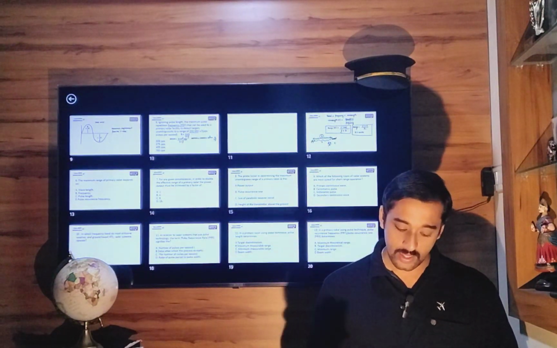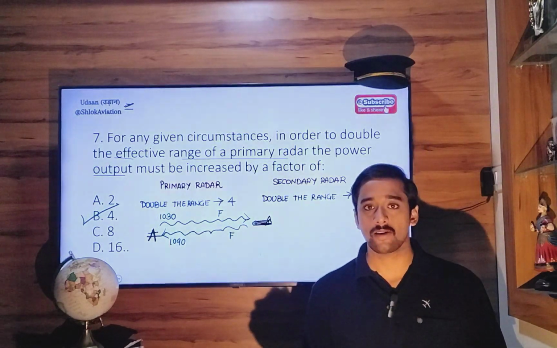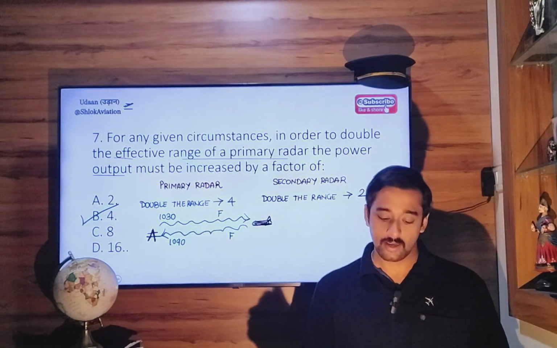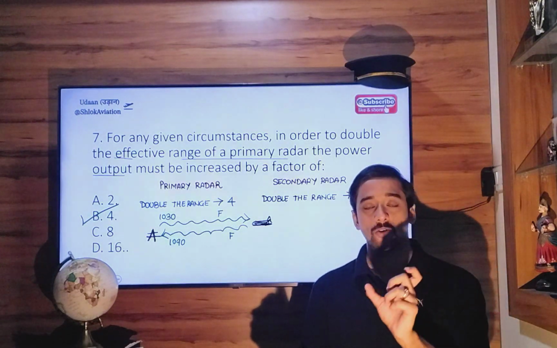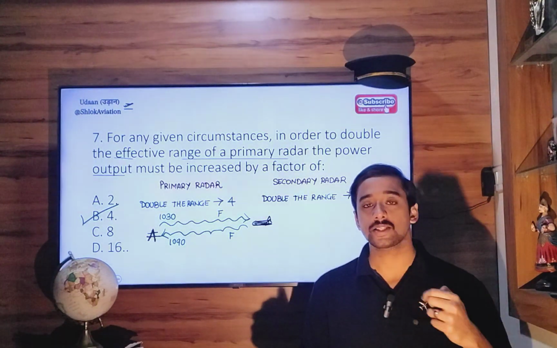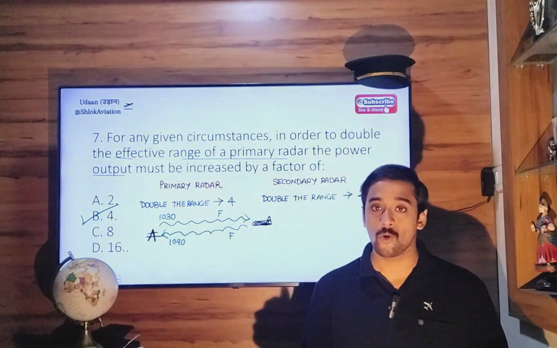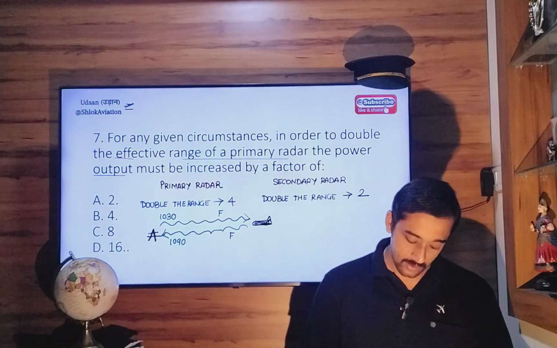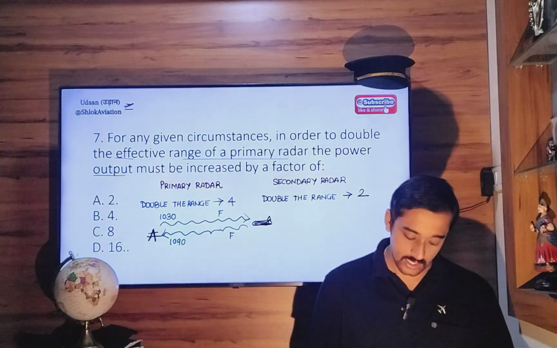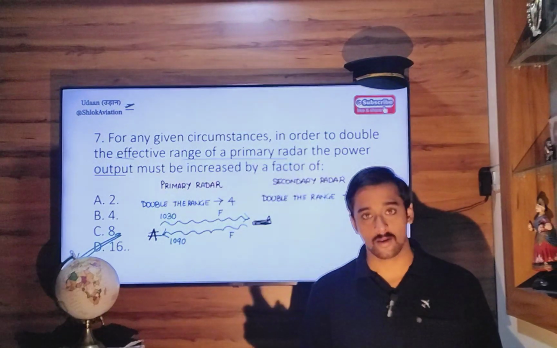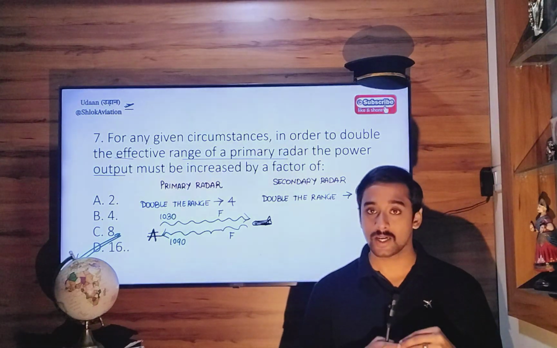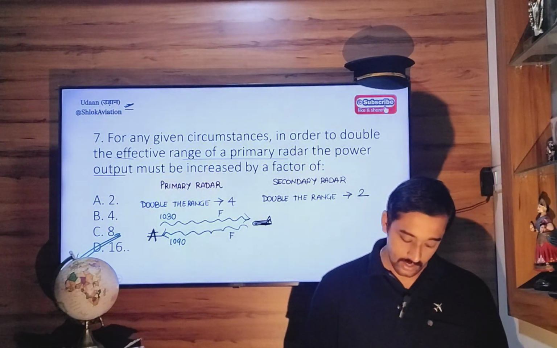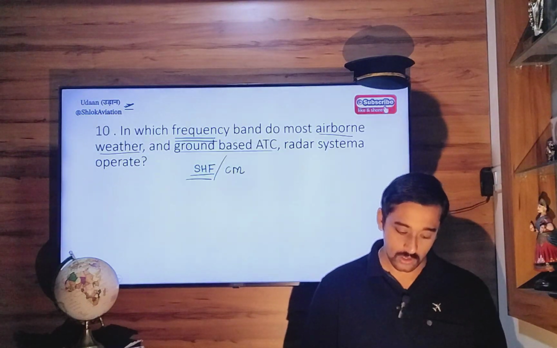But before solving the new questions, there is one correction that I want to make. In the previous video lecture, I said that in order to double the range of a primary radar, you have to increase the power output by a factor of 4. It's not 4, it is 16. In case of primary radar, it is 16. The answer will be Delta, not Bravo, which I marked earlier. So the correct answer is 16. Make that correction, and now let's proceed to the new question.